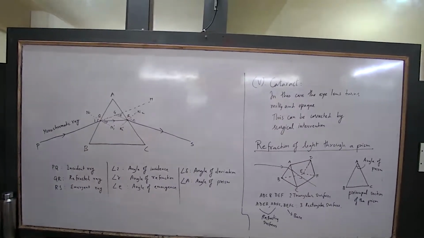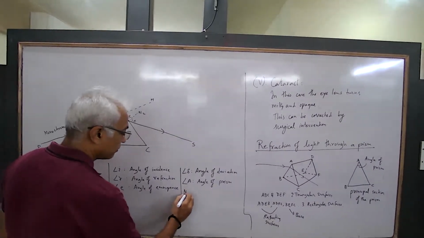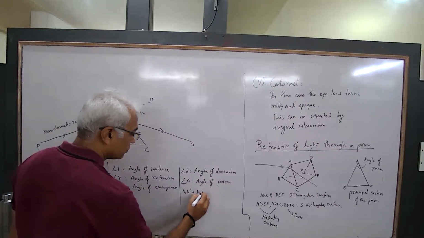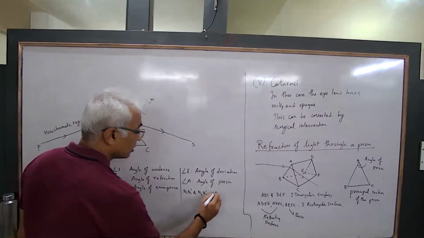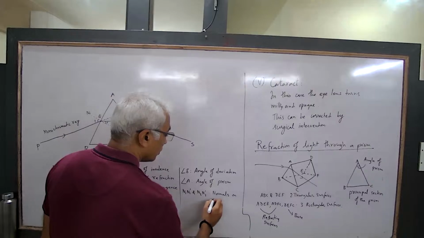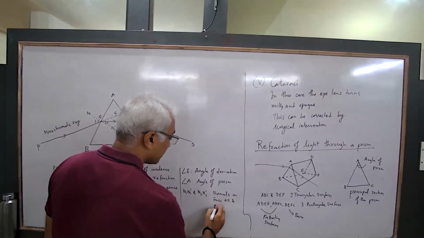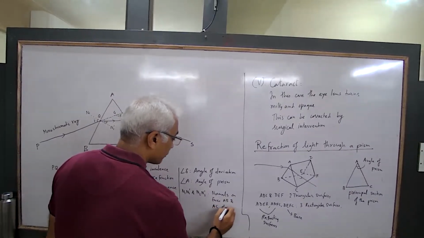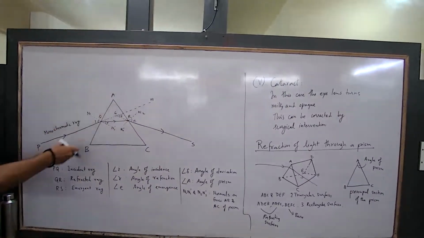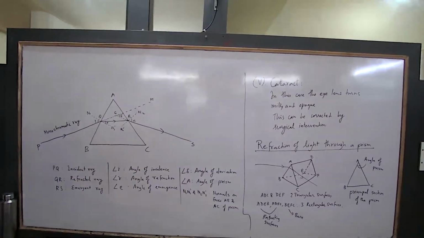So what is N1, N1 dash? These are normals. Right? N1, N1 dash and N2 dash normals on the basis of AB and AC. Okay, so this is the face of the prism, AB and AC. So then BC becomes base of the prism.